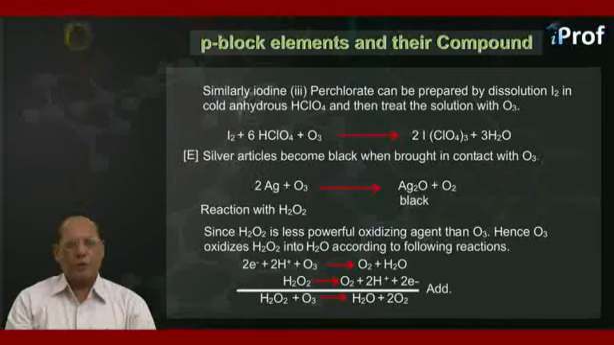The first half equation is 2e⁻ + 2H⁺ + O3 giving O2 + H2O. And the second half is H2O2 changing into O2 + 2H⁺ + 2e⁻. Adding these two half equations we get H2O2 + O3 forming H2O + 2O2.